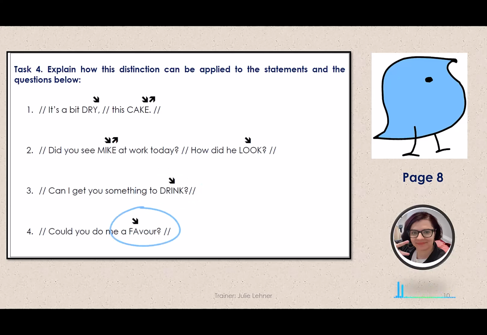Similarly, "Could you do me a favor?" I am trying to elicit or introduce new information in the conversation, which is the favor that only I know about for now and that you're going to find out. So this is the distinction between the proclaiming tone for new information and the referring tone for given information.